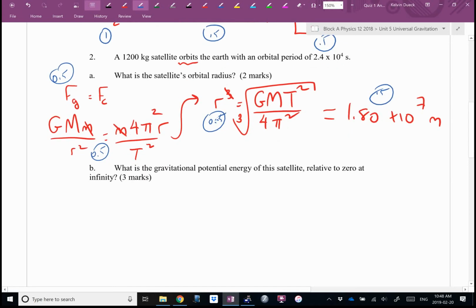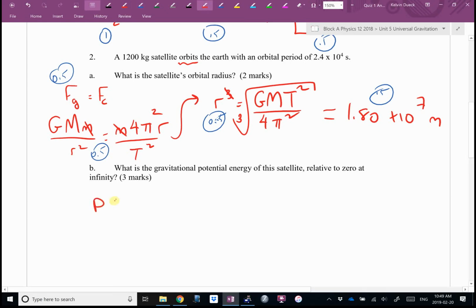What's the gravitational potential energy of this satellite relative to 0 at infinity? What does that last phrase mean? I'm saying, Victor, make sure you use the cosmic potential energy equation. Don't use MGH. So this isn't a change in, this isn't asking how much work, this isn't a conservation of energy. This is just going to be straight plug and chug.